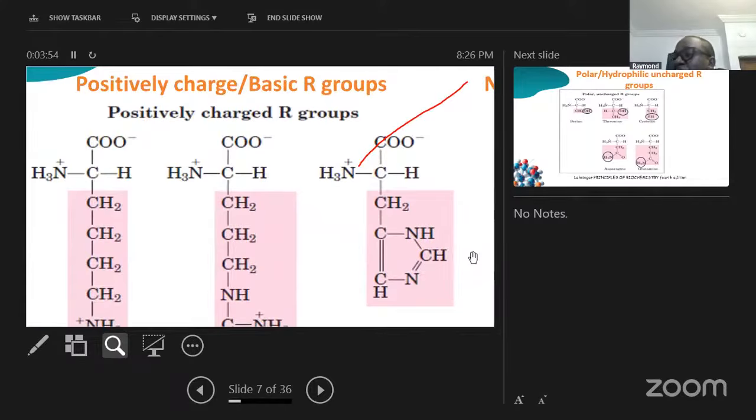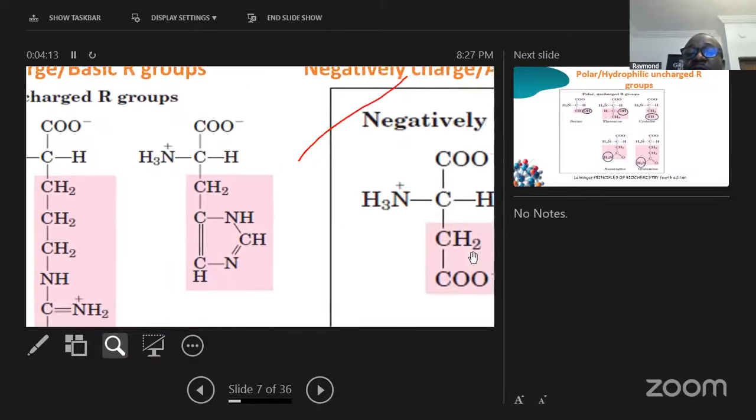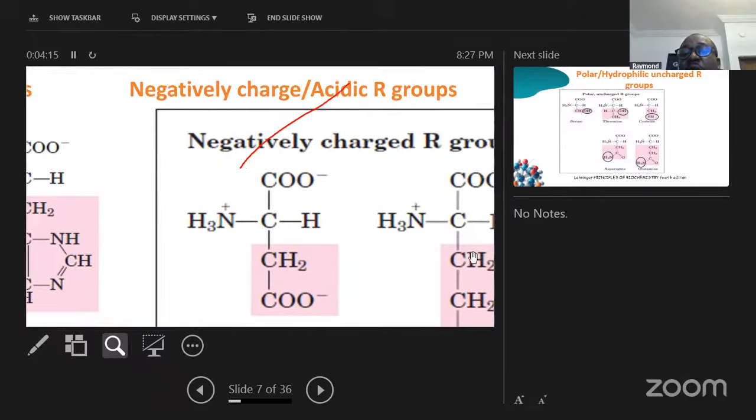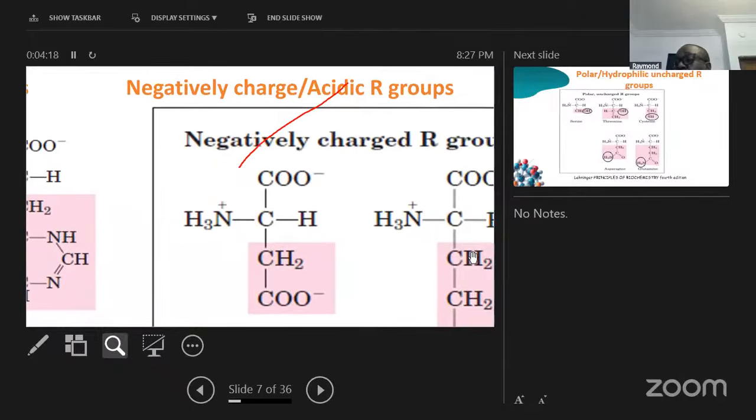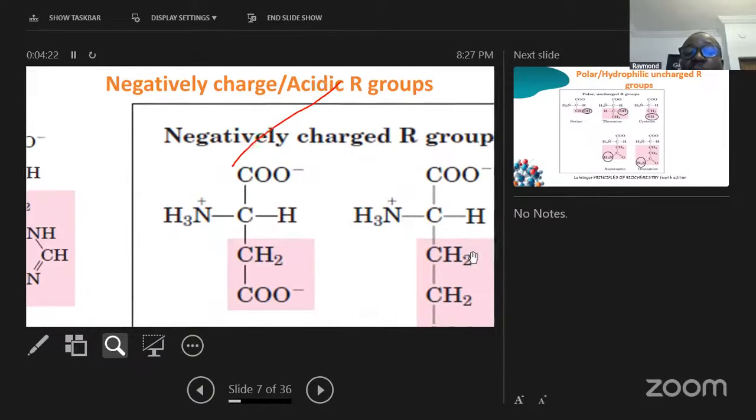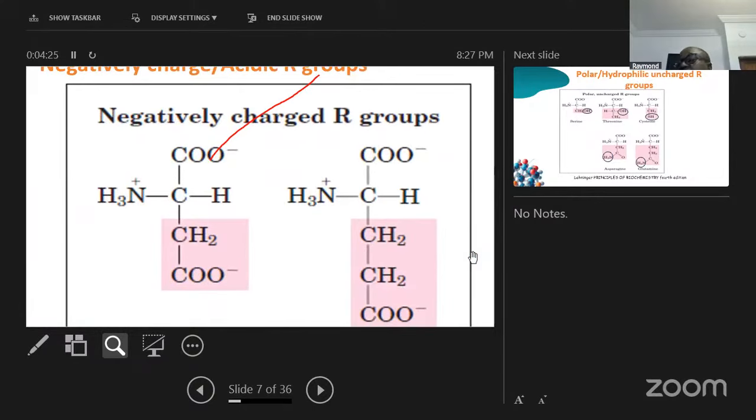So these three amino acids here are called positively charged or basic R groups. They are called basic because they behave like a base and they are positively charged. But we also know that they are hydrophilic in nature, so they can interact well with water. The negatively charged R groups or acidic groups are also polar, which means they are also hydrophilic in nature.